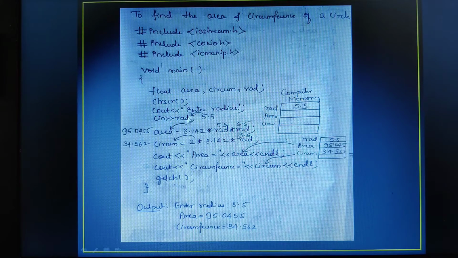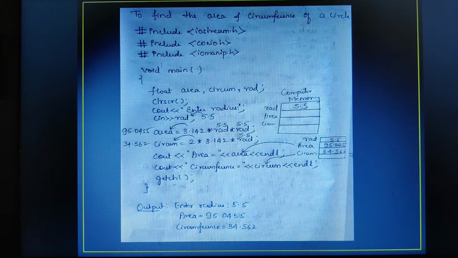After that, obviously we have to do the calculation. Area is equal to pi r square, pi r into r. So here one thing you should notice is that whatever variable name you have used in the declaration section, the same name you need to use. Here you cannot write the variable name as radius, because if you write it, the compiler will automatically give an error saying undefined symbol. Radius is an undefined symbol.